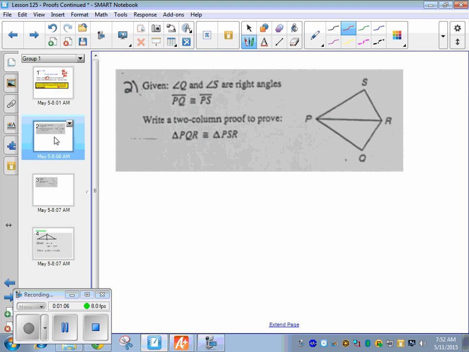Okay, so go ahead and draw that picture of these two triangles that share a side right here and label the PSRQ. Alright, and now we're going to prove why triangle PQR is congruent to triangle PSR. So we have our statements and our reasons.